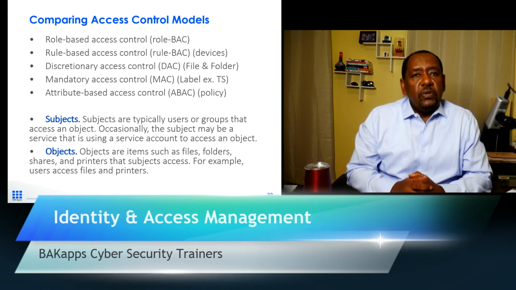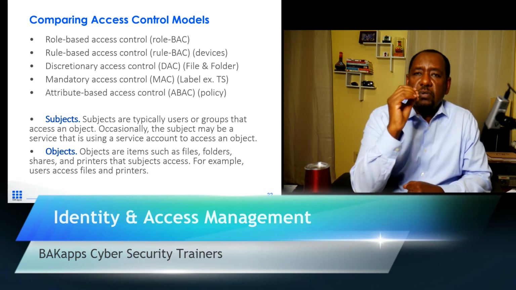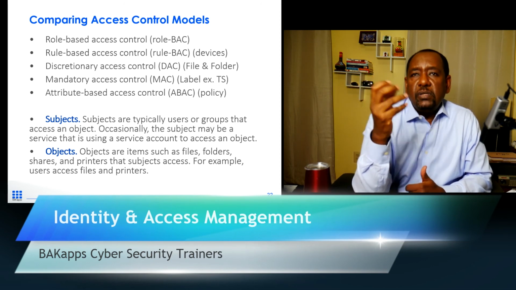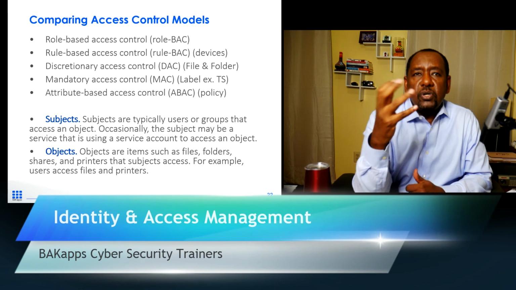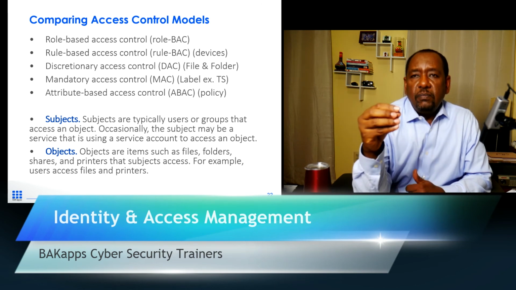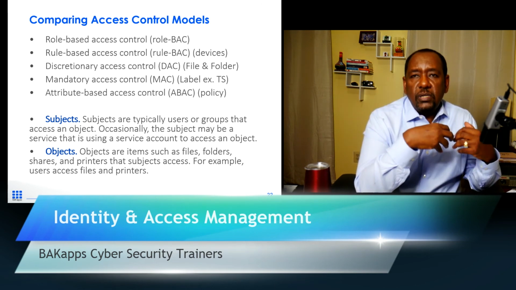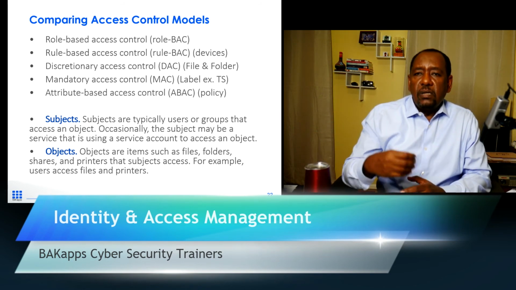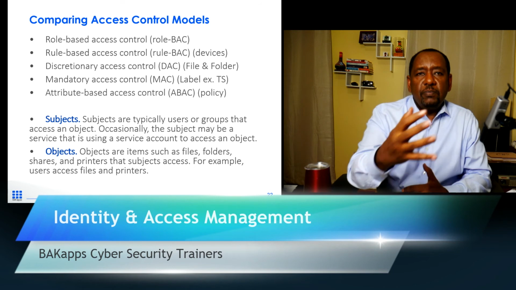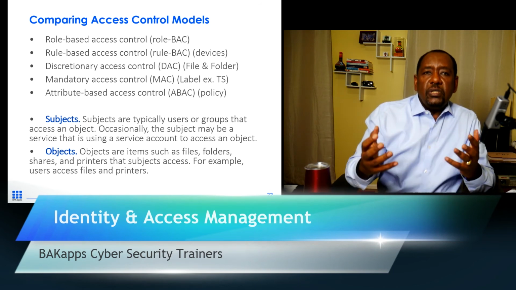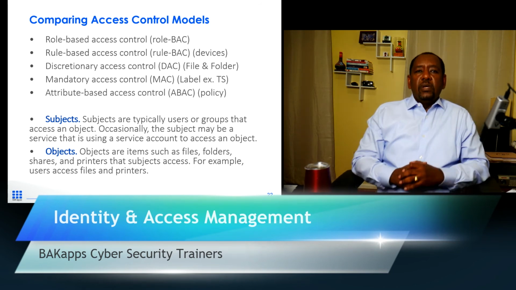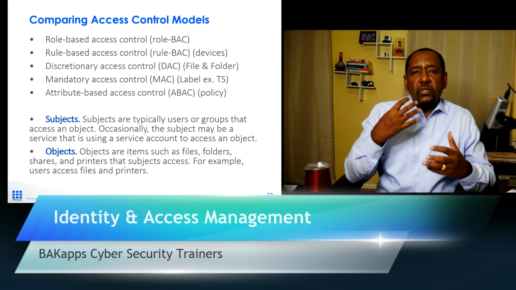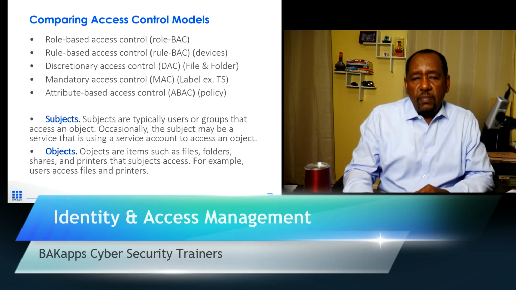Then we have two terminologies. We call a subject and we call an object. Subjects are typically the users or groups that access an object. The subject, the user, accesses the object. Objects are the items, like the file, the folder, the printers, the shares. So these are what we call objects. Users access files and folders, meaning the subject is accessing the object.